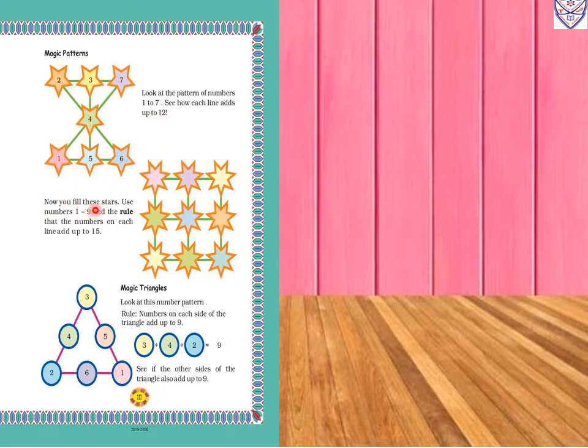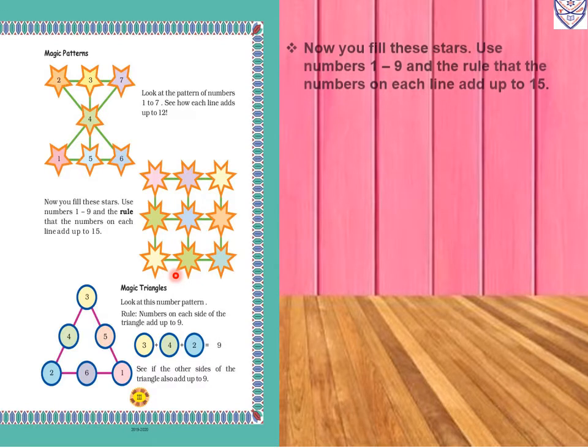Now you fill the stars. Use numbers 1 to 9 and the rule that the numbers on each line add up to 15. Now in this star we have to fill numbers 1 to 9, and they have given the rule that when we add the line we will get the addition 15. So how will we do it?